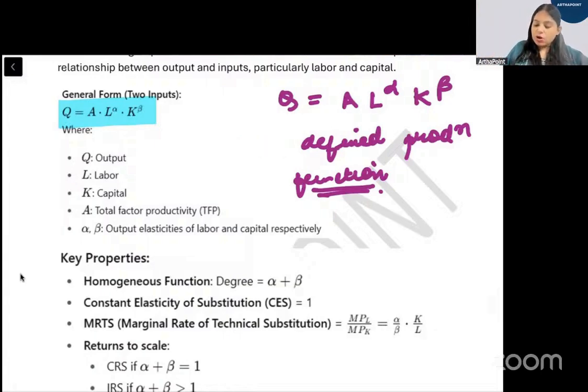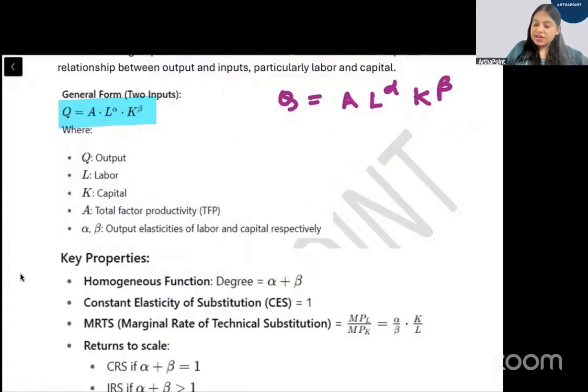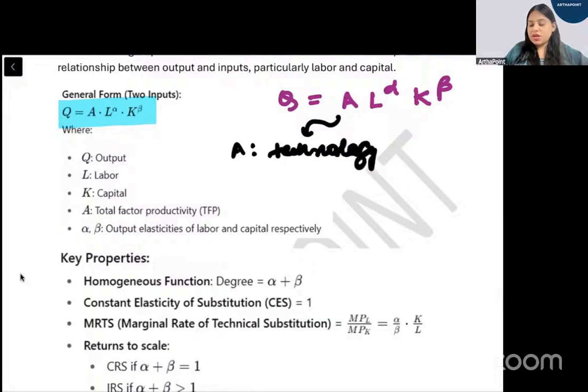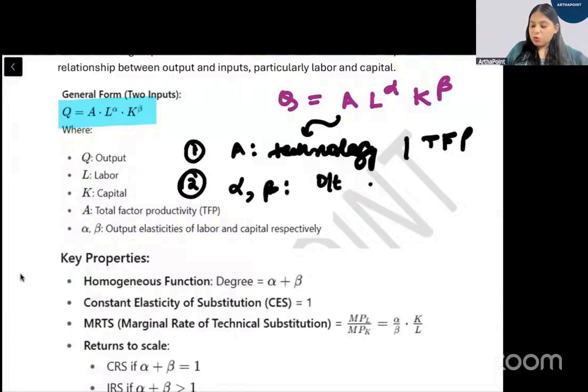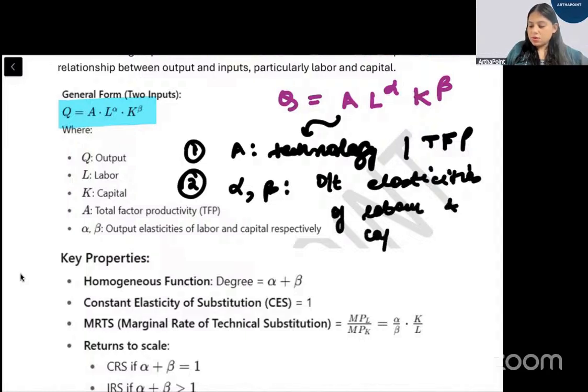Now, in this Cobb-Douglas production function, we can see that the A factor, ये जो first factor है, is called the technology factor. It's also called total factor productivity, right? Then you have alphas and betas, which are your output elasticity of labor and capital. These alphas and betas are called your output elasticity of labor and capital.